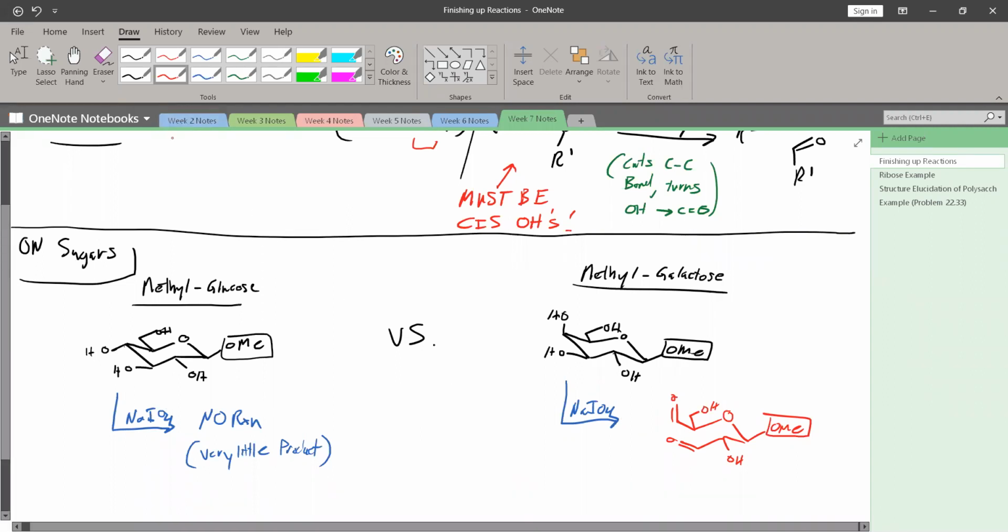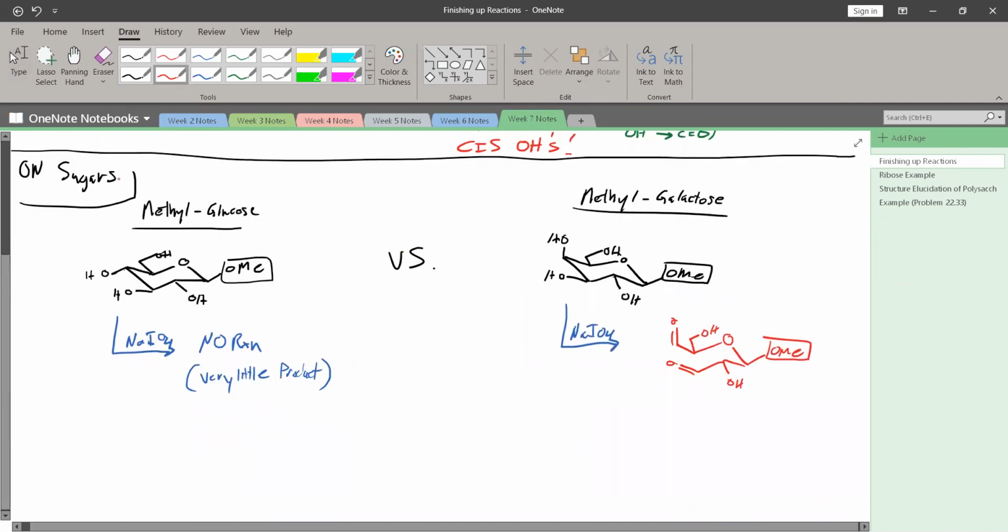Okay, well, what's interesting about this is that there is no reaction, or at least very little product, when you react methyl glucose with sodium periodate, as compared to something like methyl galactose, where all of a sudden we get a new product where we do cleave some CC bond, specifically between carbon 4 and carbon 3 right over here, and then we turn those OHs into C double bond O's. So why is that? Now, that seems kind of weird, right? Mostly because, hey, these are axial and this is equatorial, and yet this reacts, whereas this one, there is no reaction.